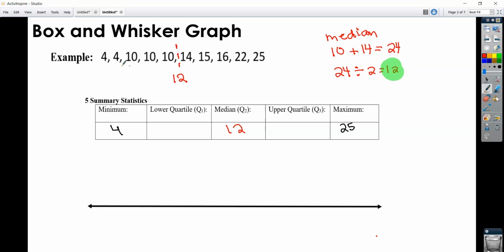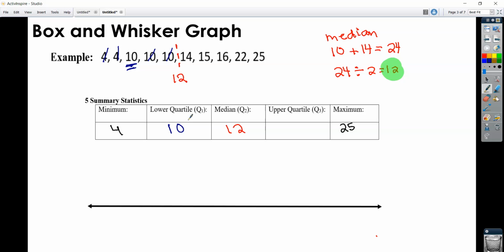If I look just at these numbers on the left side of 12, the lower side of 12, we want to see what's the number that's going to be in the center on the left side. So we're going to do the same thing. 4, 10 are gone, 4 is gone, 10 is gone, and I'm left with 10 as the middle of the left side.